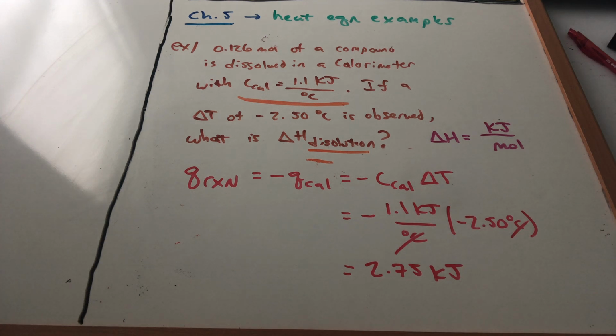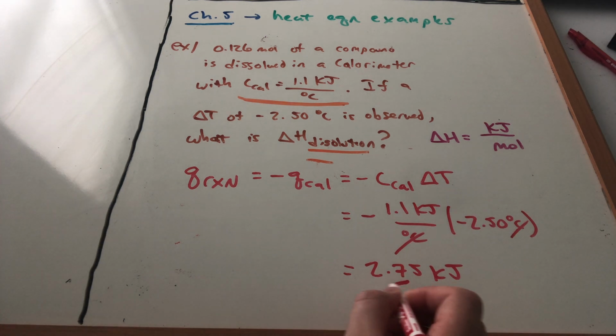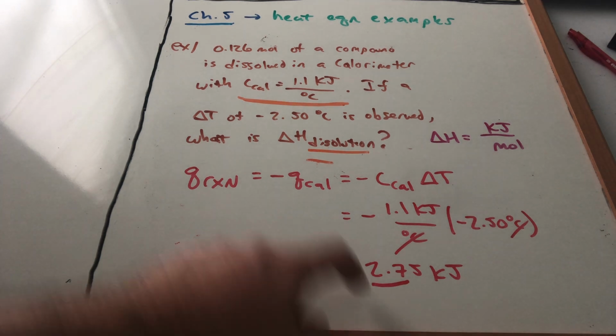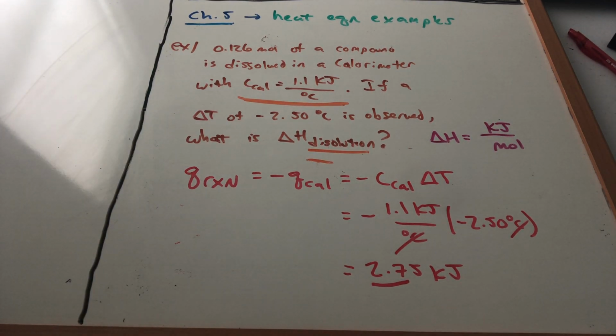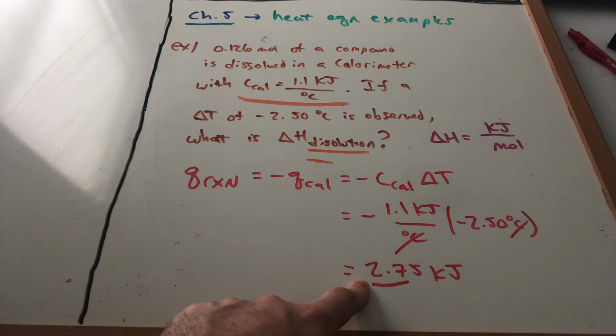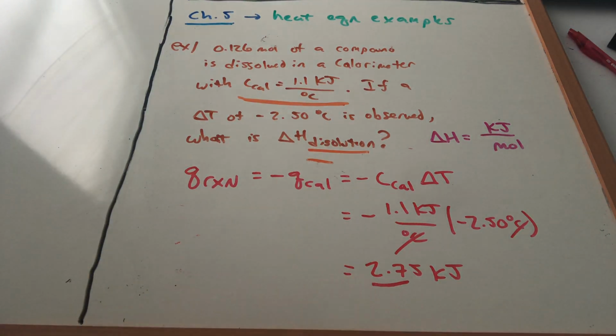The negative and the negative cancel each other out. 2.75 kilojoules of energy, with two significant figures, are associated with dissolving 0.126 moles of this compound. Now we can take this and put it in the numerator. Also, before we get there, one second, does this sign make sense? Notice we have a positive sign. Our delta H then is going to be positive, which means we have an endothermic process.